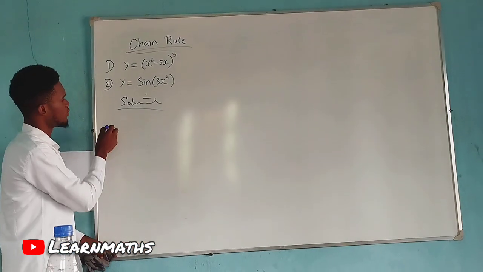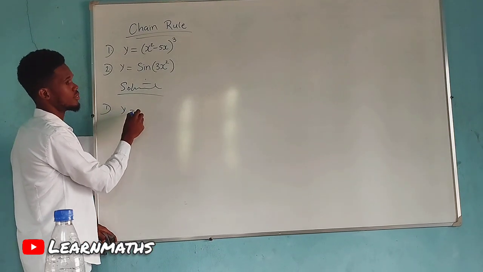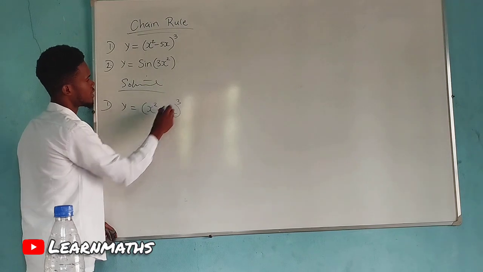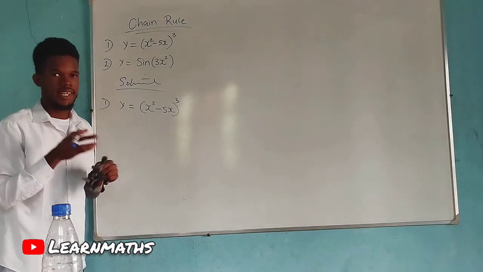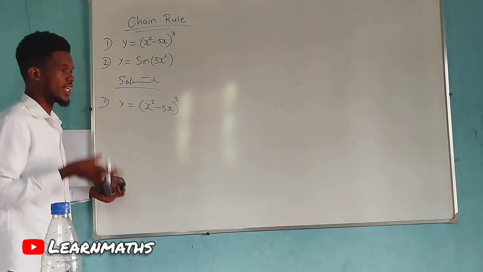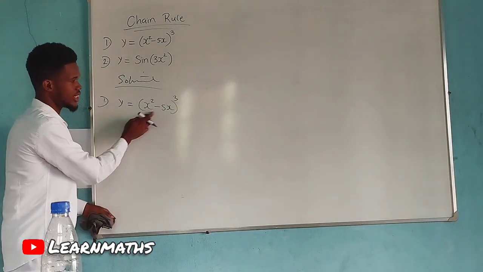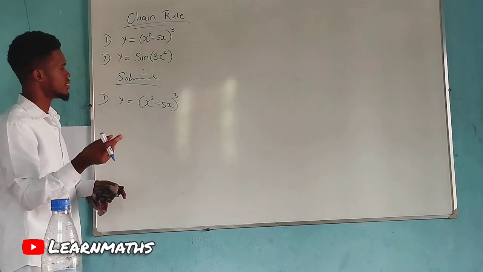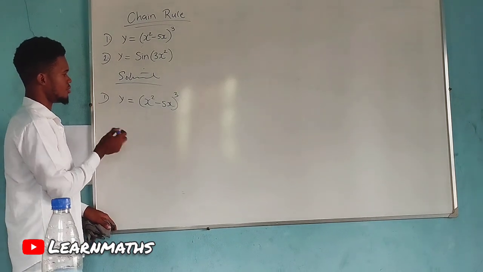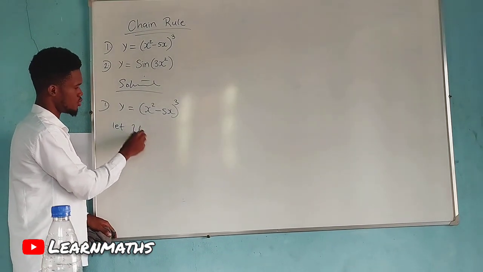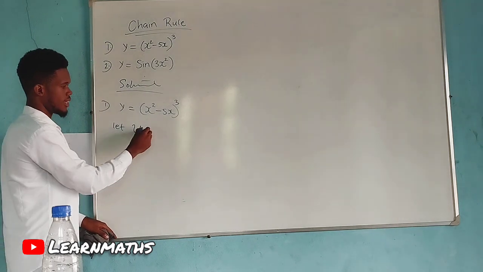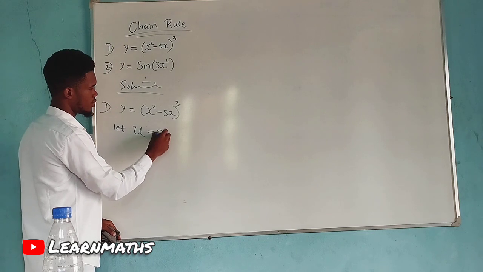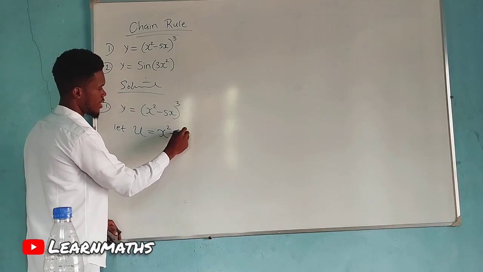Alright, so for the first one, we have that y is equal to x squared minus 5x, raised to the power of 3. Now this is the first step we take. The innermost function, that's the one inside the outer function, you make it a letter, right? Equate it to a letter. Let's use u. Let u be equal to the innermost function, the inside function, x squared minus 5x.